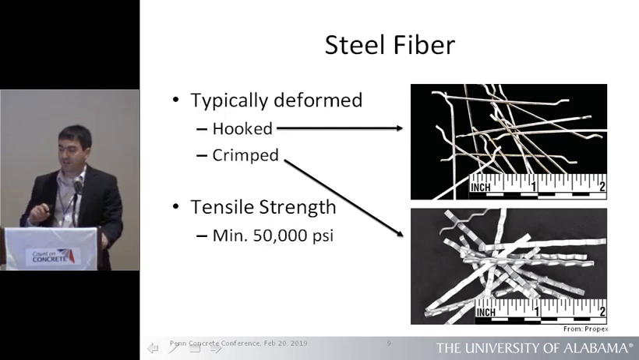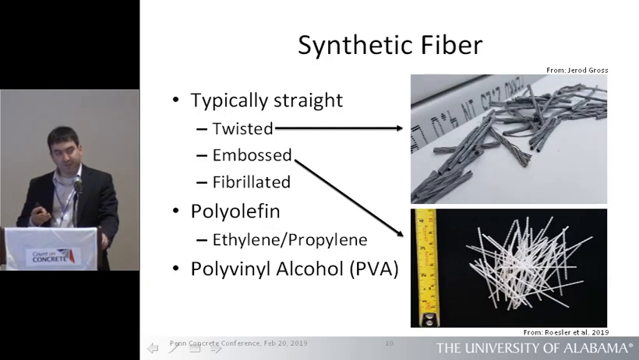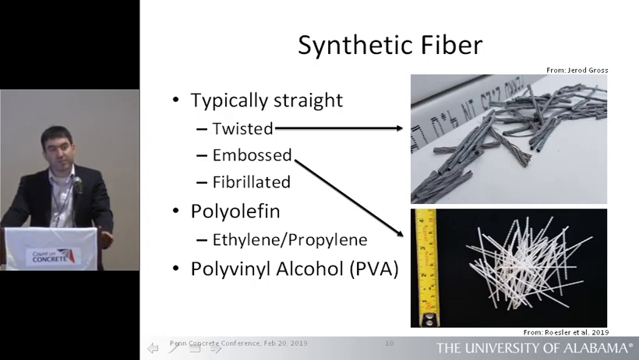But there's a wide range of fiber geometries out there. I just showed two examples of hooked and crimped steel fibers, and again, just mechanically deformed. For the synthetic fibers, there's a lot more variation in the style of fiber on the market. You can have twisted, embossed, fibrillated. You're just trying to improve the mechanical and chemical bond of the fiber inside the concrete so that when the concrete does crack, the fiber doesn't simply slip out. You want it to be bonded so it can provide some additional structural capacity.